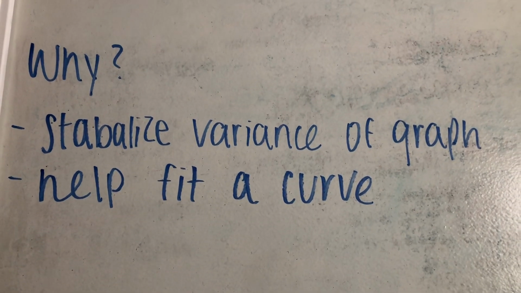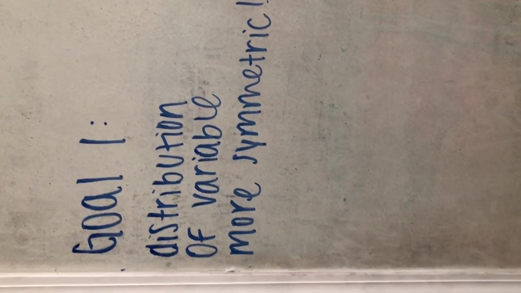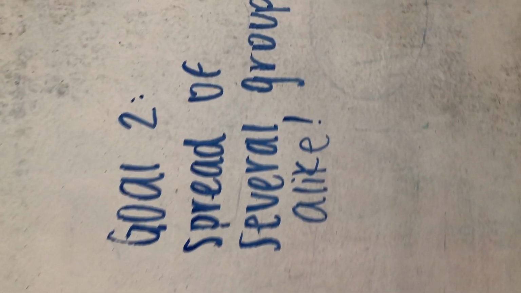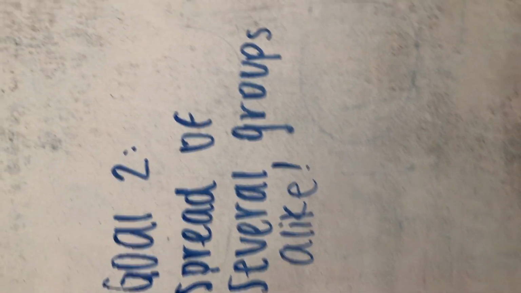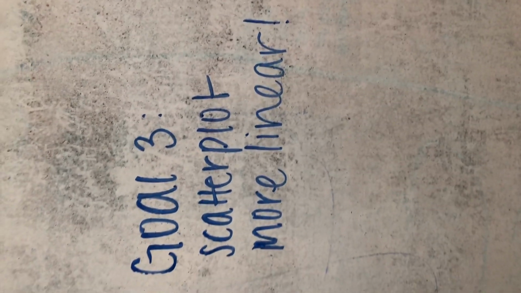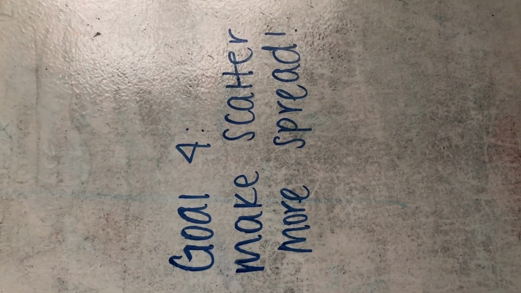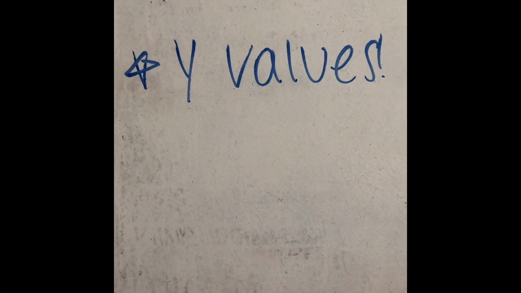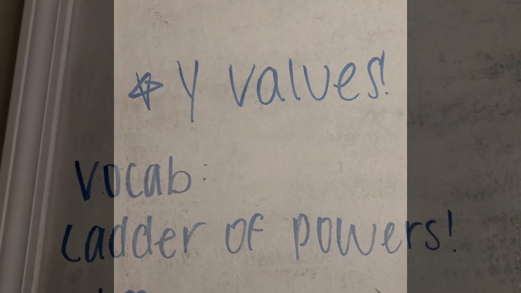There are also 4 goals in re-expressing data, and these are the following goals. Goal 1 is to make the distribution of a variable more symmetric. Goal 2 is to make the spread of several groups alike, even if their centers differ. Goal 3 is to make a scatter plot more linear. And goal 4 is to make the scatter more spread so that all of the dots aren't in one place. Usually when we are re-expressing data, we want to use the y values first because it's an easy starting point.